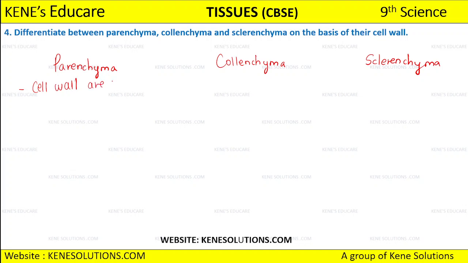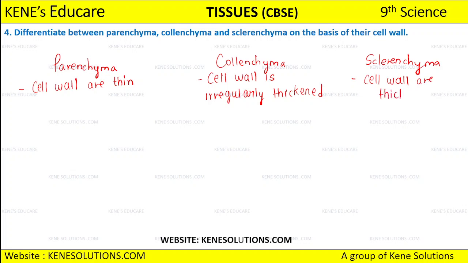Okay, so the cell wall of parenchyma is thin, so you'll write the cell walls are thin. Okay, the cell wall of collenchyma is irregularly thickened, so you'll write cell wall is irregularly thickened. Okay, and then we have sclerenchyma where the cell walls are thick. So parenchyma's cell wall is thin, collenchyma's cell wall is irregularly thickened and sclerenchyma's cell wall is thick. Okay.